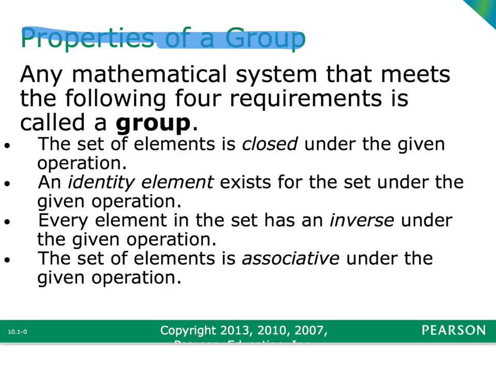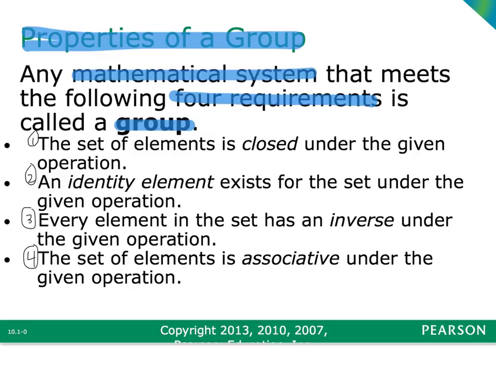So we're going to talk about the properties of a group. We have a mathematical system, which we already defined, a set and a binary operation. It has to have 4 requirements to be called a group. Let me number these so you can see where they are. Here's 1, here's 2, here's 3, and here's 4. So there's 4 properties we're looking for.